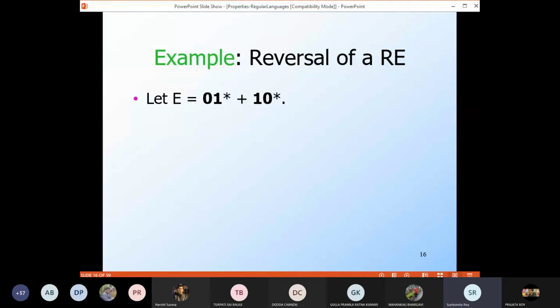So let's take an example of 0 1 star plus 1 0 star. Which is the operation on the top? Which is the first operation to be applied? Remember the rules of precedence. Which operation will you apply first of all? Ma'am, the star operation.